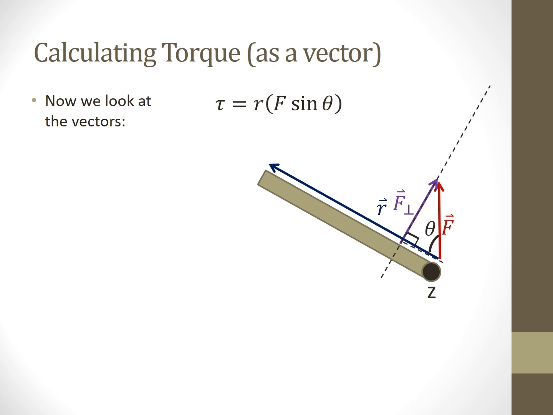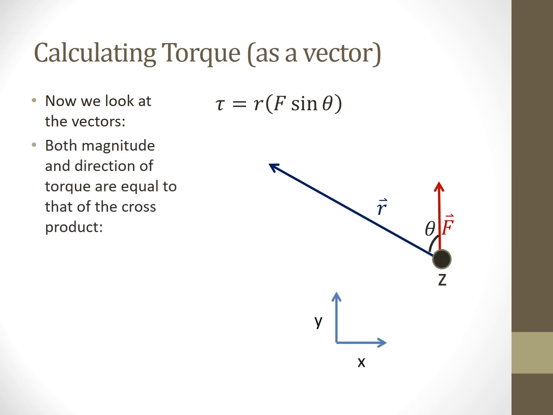Now if you take a look at these two vectors, and we look at the angle between them, and we look at the equation, we see that the magnitude and the angle of the torque are equal to that of a cross product between the two vectors. And so we're going to define torque as lever arm vector cross force vector, R cross F.